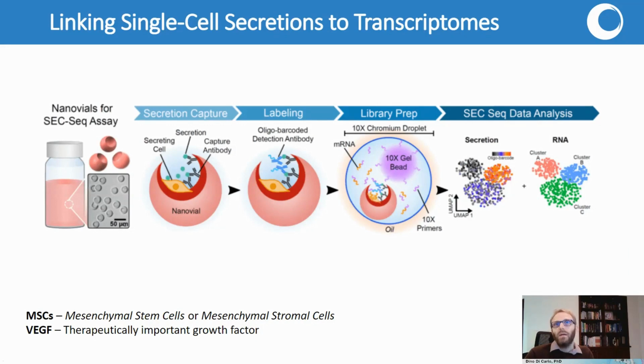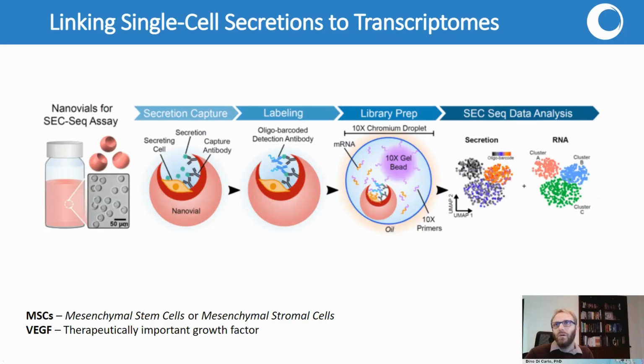This whole entity, the cell, along with its secretions that are oligo-tagged, goes into the droplet of a 10x Chromium system for doing single-cell transcriptomics. And here we now get information on the transcriptome of that cell, as well as the barcoded information about what that secretion was from that cell.